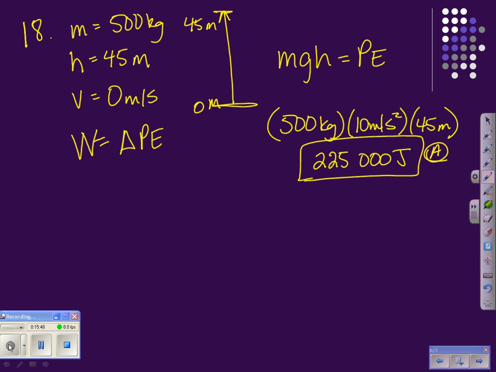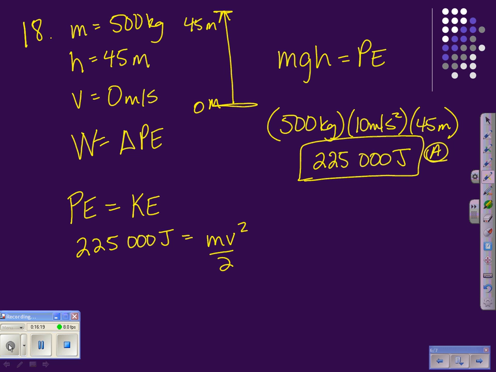Then on B, it says, how fast will the car be going when it gets back to ground level? Well, all that potential energy that it now has is going to be converted into kinetic energy, because it doesn't have any kinetic energy at the top because it's 0, and it doesn't have any potential energy at the bottom because its height is 0. So we have our 225,000 joules equals our mv squared over 2.